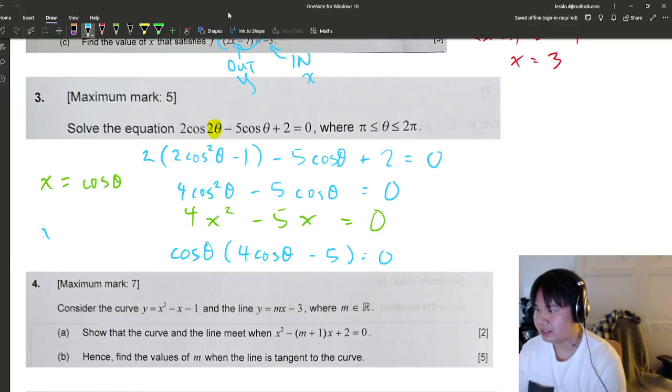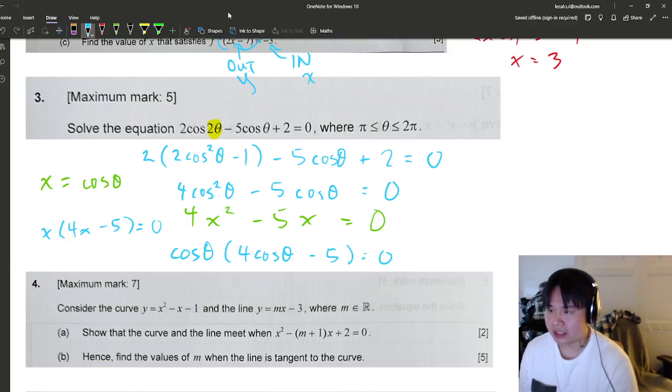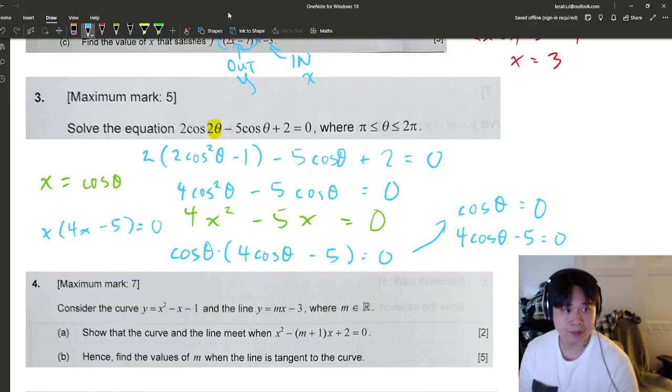like, you're literally just factoring out the x. And then you're solving for x or solving for cosine. Okay, so from here, you have two options. Either cosine is 0, or the other factor, the 4 cosine theta minus 5 is 0. Okay.